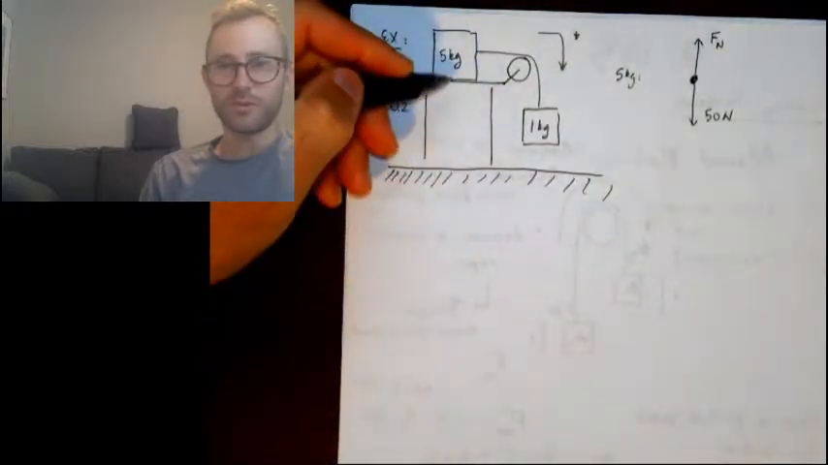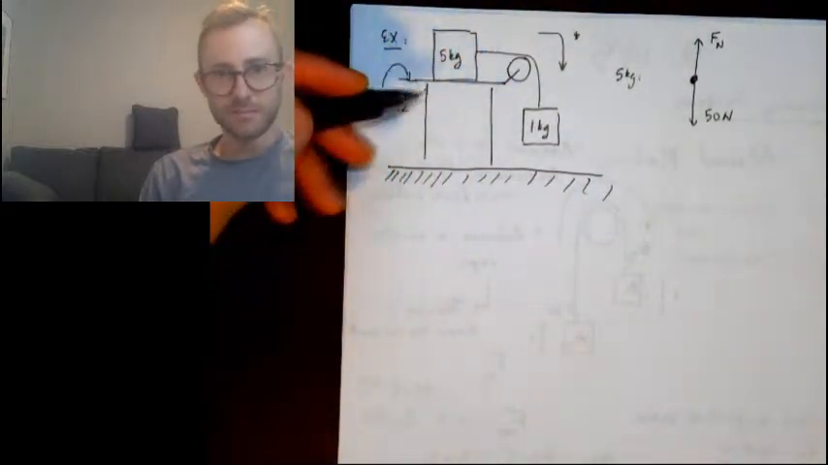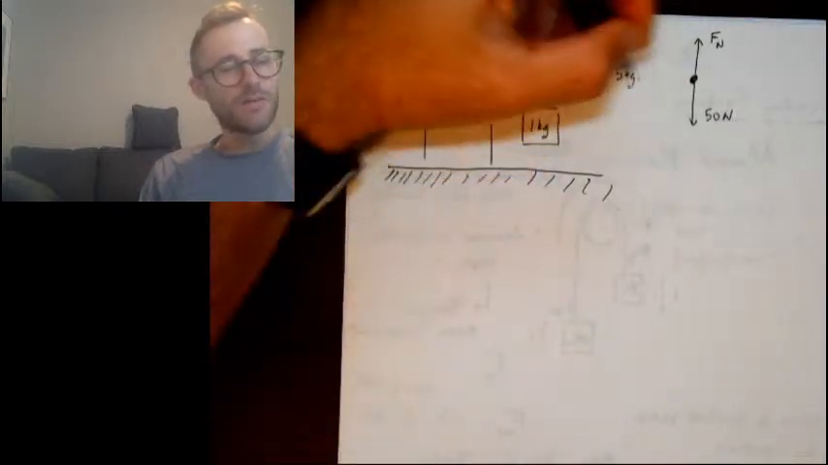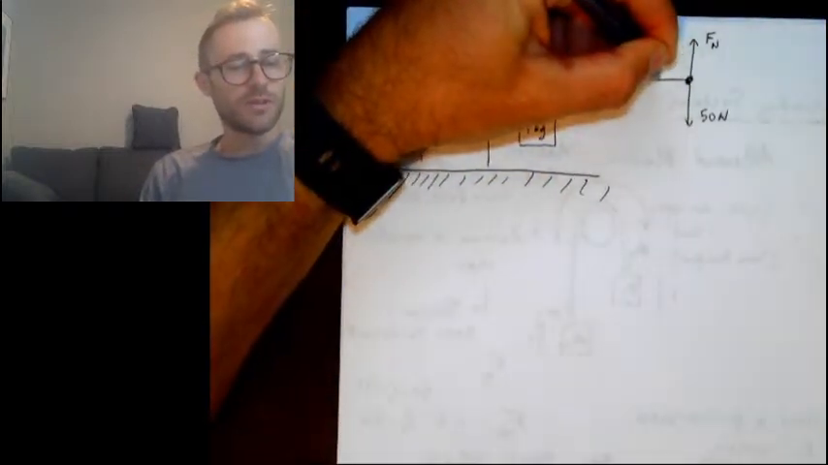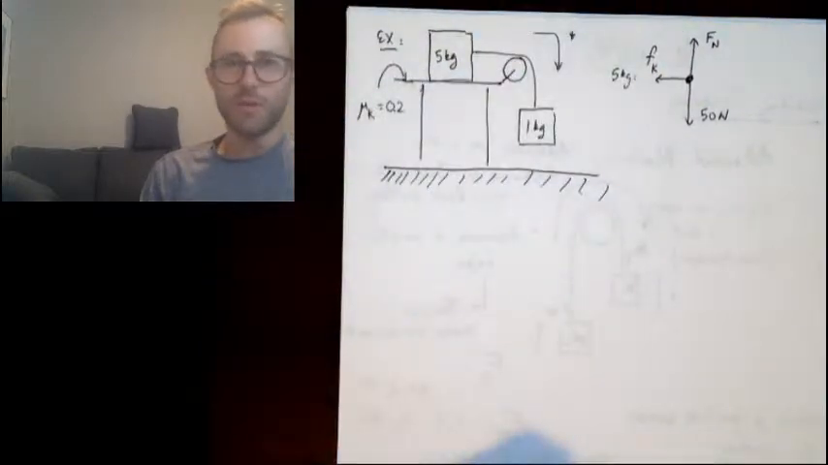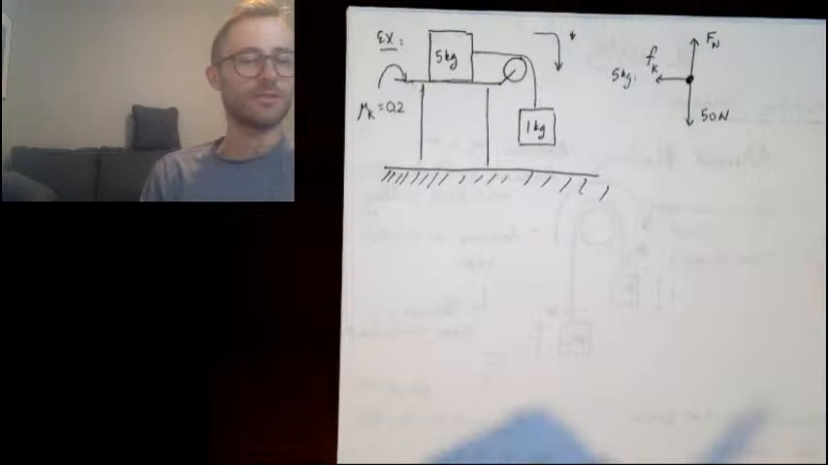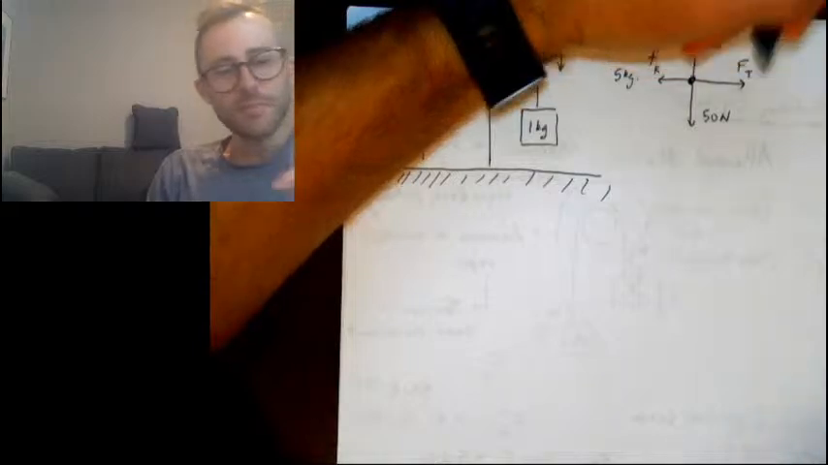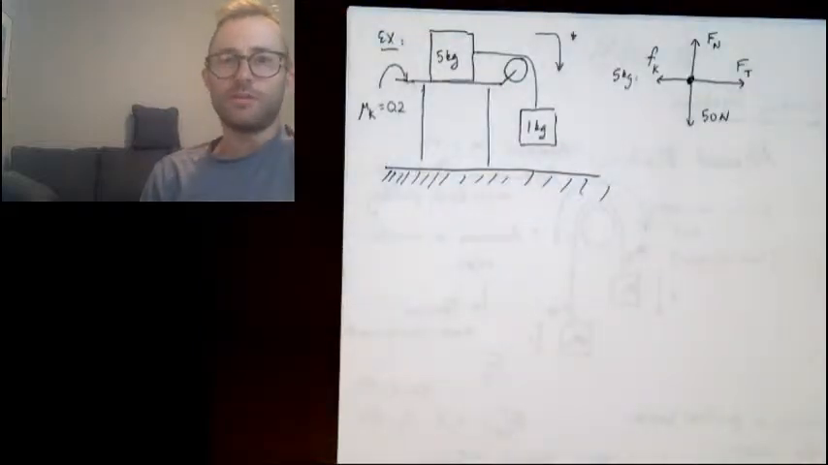That's the normal force from la mesa. It's going to have friction going to the left. That's going to be kinetic friction. Why? Because the 5 kilogram block is sliding to the right. And it's going to have the force of tension pulling it to the right.